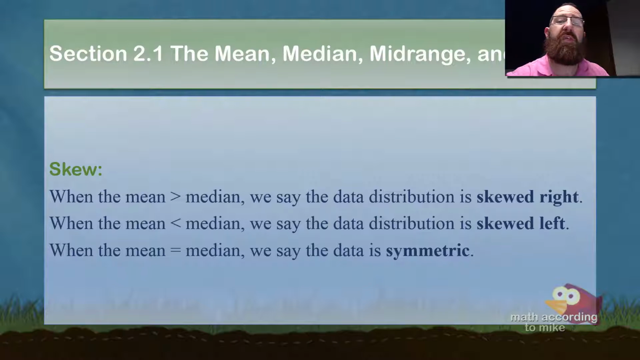Skew. Skew comes up when you talk about histograms. There's three different types of skew. When the mean is bigger than the median, we say that the data is skewed to the right. When the mean is less than the median, we say the data is skewed to the left. That's Beyonce's favorite direction. And if the mean equals the median, we say that the data is symmetric.